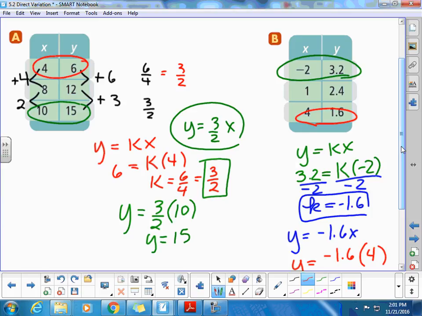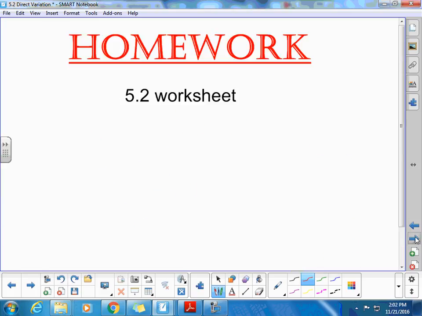Since I didn't get 1.6, I know that this is not a direct variation, because my y equals kx from my first set of numbers doesn't work on my last set of numbers. All right, that is it for direct variation.